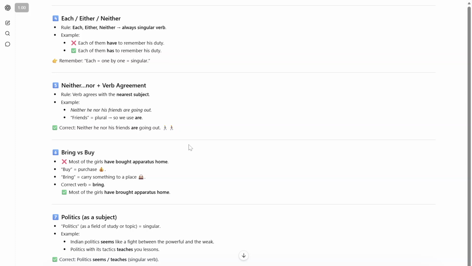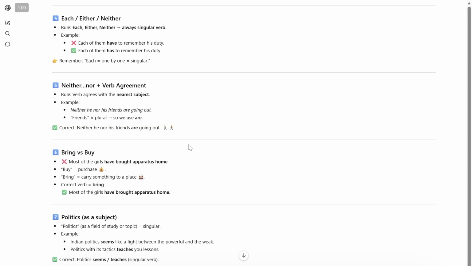Neither nor plus verb agreement. Rule: the verb agrees with the nearest subject. Neither he nor his friends are going out. Friends equals plural, so we use are. Correct: Neither he nor his friends are going out.